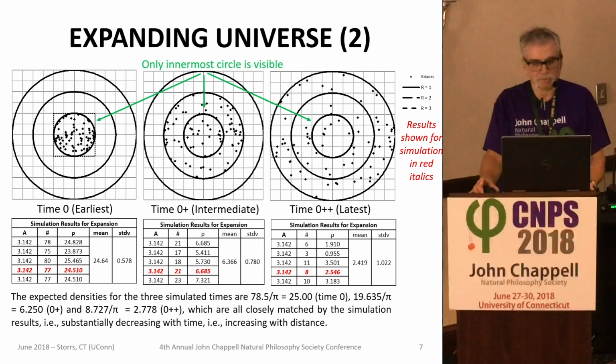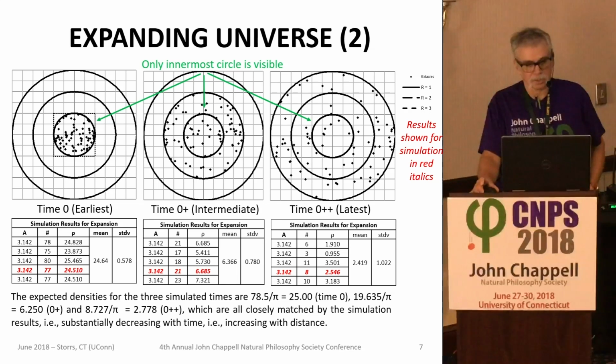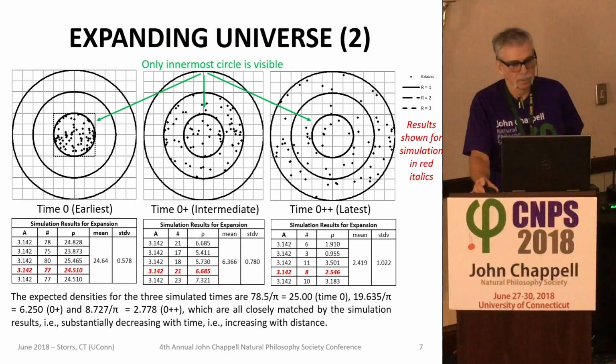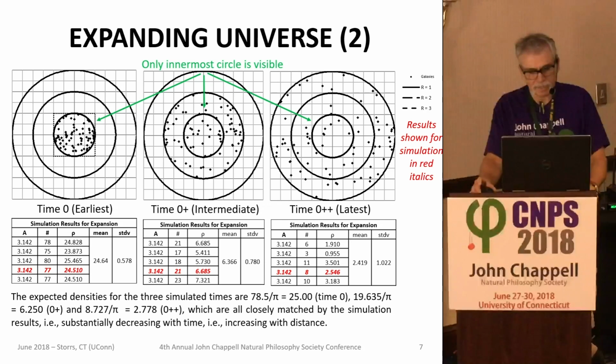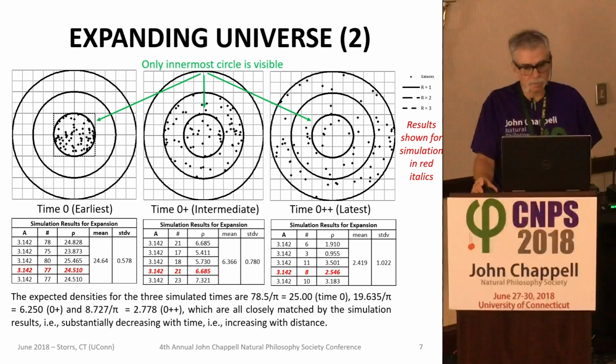Here's the expanding universe. Again, only the innermost circle is considered to be visible in each of the examples. At time 0, the earliest time, the universe is only expanded out to the first circle, radius 1. I did 5 simulations here. So basically, I'm putting 100 galaxies into this small square area. And again, as you expected, there should have been an average of 78.5 galaxies in here.